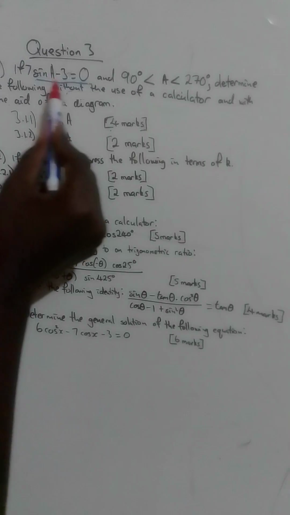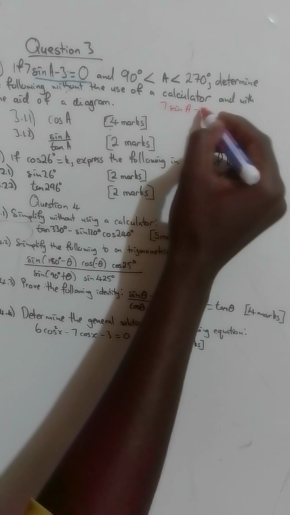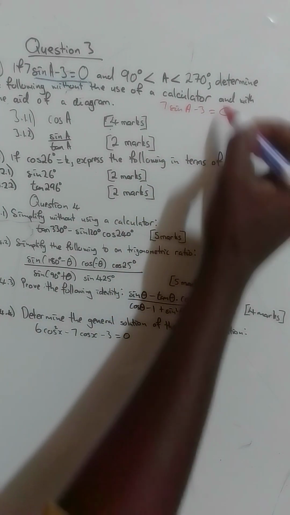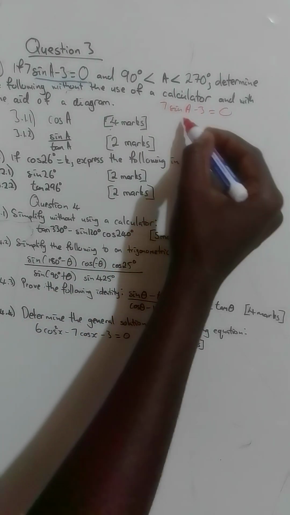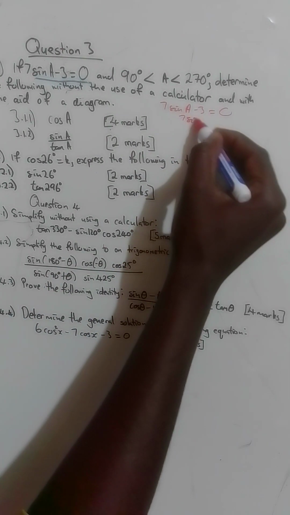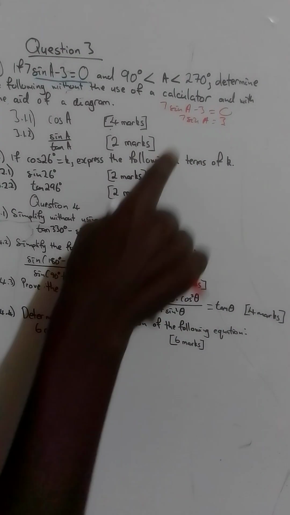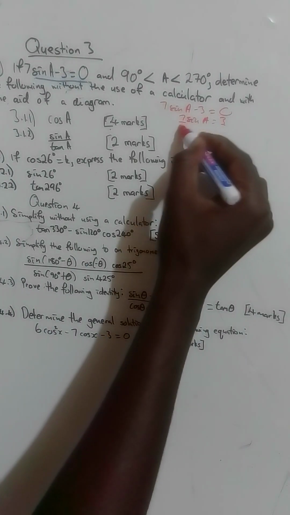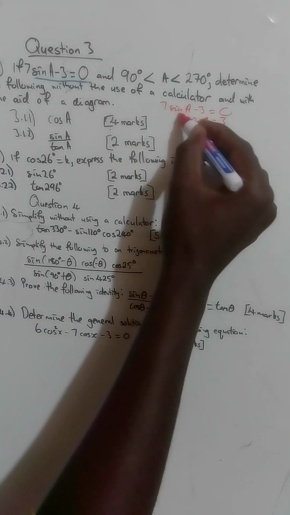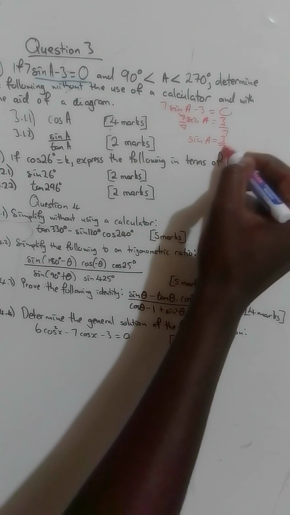Here we're given 7 sin A minus 3, so we write it here. 7 sin A minus 3 is equal to 0. Now what do we do? First thing, we're going to transpose this negative 3, so now it reads 7 sin A is equal to 3. Now, what do we know? We know that this 7 multiplies sin A, so we divide by 7, we divide by 7. Therefore, now we've got sin A is equal to 3 over 7.